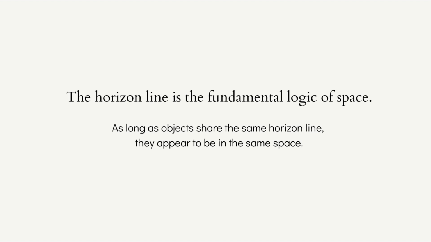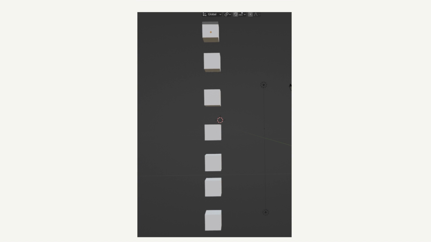The horizon line is the fundamental logic of space. As long as objects share the same horizon line, they appear to be in the same space. We can clearly distinguish whether these boxes are above or below the horizon line. I can put many boxes of different sizes, change their position, and rotate them. We can also distinguish their position relative to the horizon line.